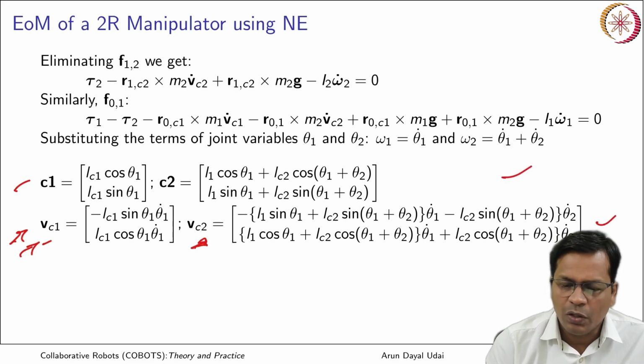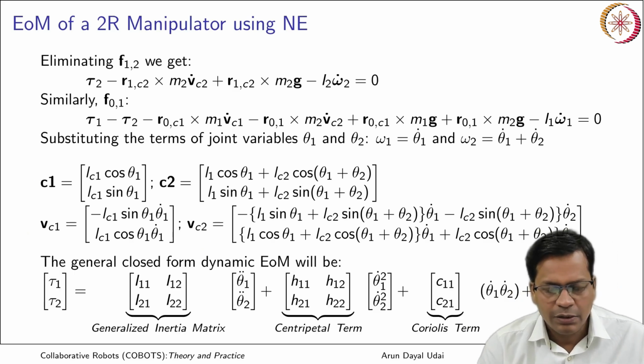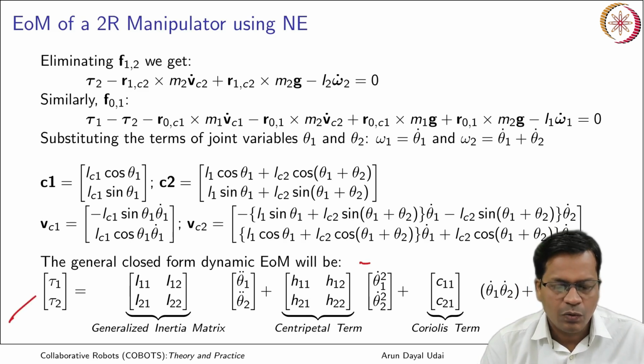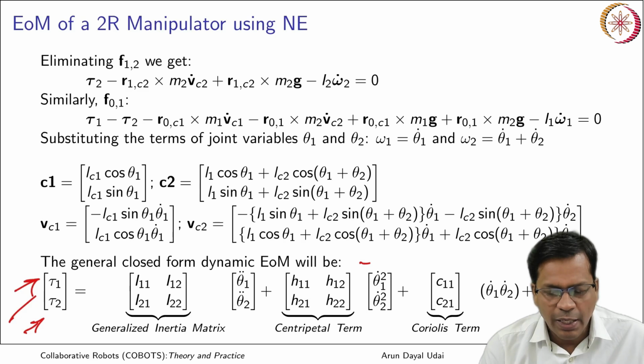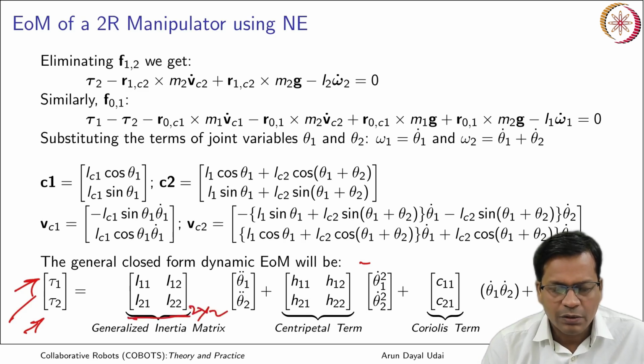So, substituting all these into this equation and solving for tau 1 and tau 2, we can write the general closed form dynamic equation of motion like this. Okay. Where this is a vector matrix form, so it is packed in a column format. Okay. Tau 1 and tau 2 will come like this. Generalized inertia matrix, that is a 2 cross 2 matrix formed out of the terms containing the angular acceleration, that is theta 1 double dot and theta 2 double dot, both of them come as a column here.